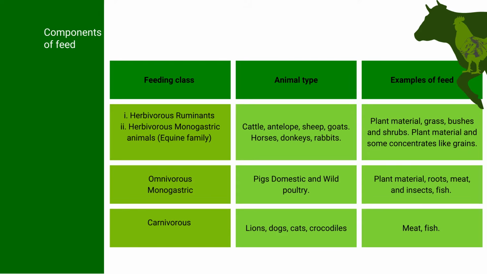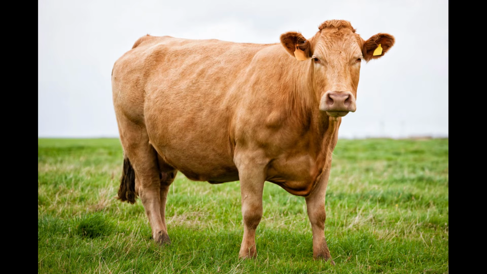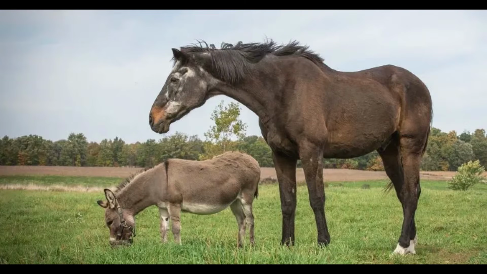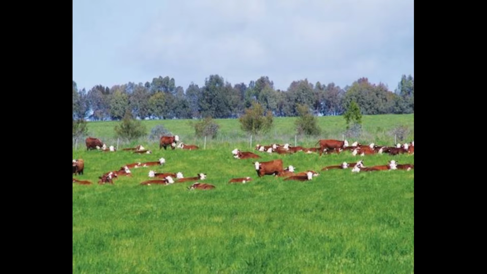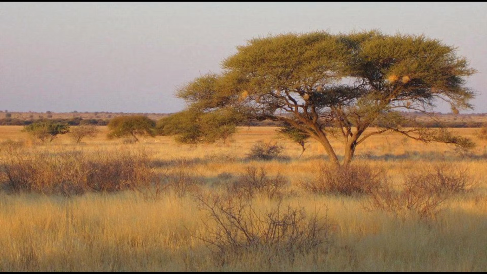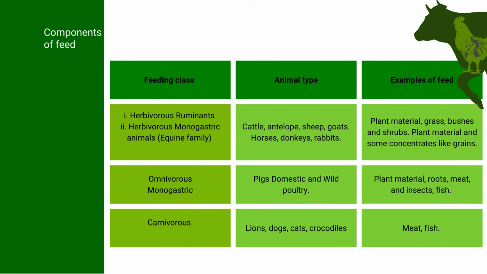Okay, now let's go back to the diagram or to the table. This is a table, guys. So under the herbivorous feeding class, the types of animals there will be cattle, antelopes, sheep, goats, your horses, your donkeys, and your rabbits. So the first four fall under the ruminants. Those are herbivorous ruminants. Then the last three are your herbivorous monogastric animals. So now, what type of feed do these animals eat? Now, these animals basically eat plant materials, right? They eat grasses, bushes, shrubs. Yeah, they may also eat some concentrates like grains as well.